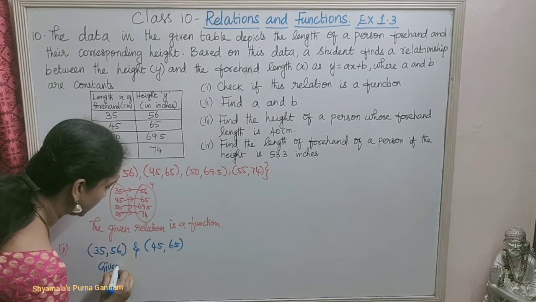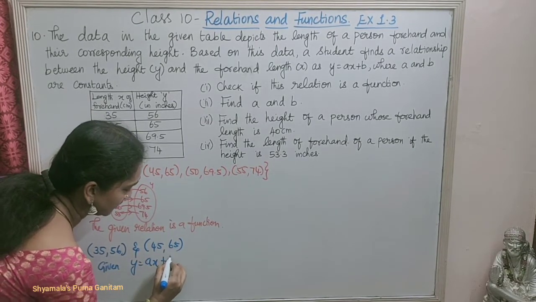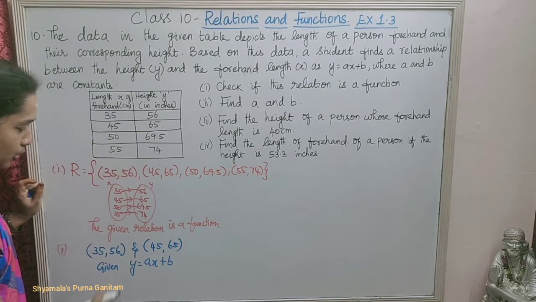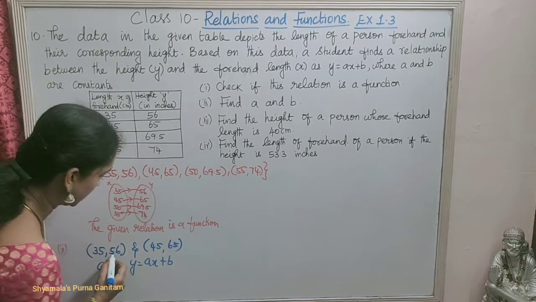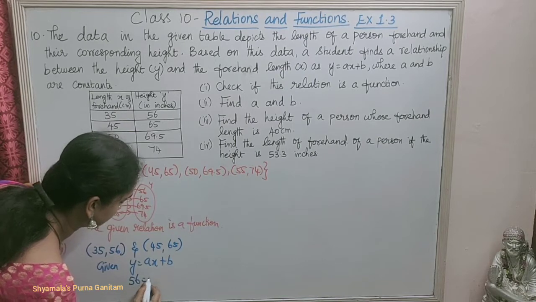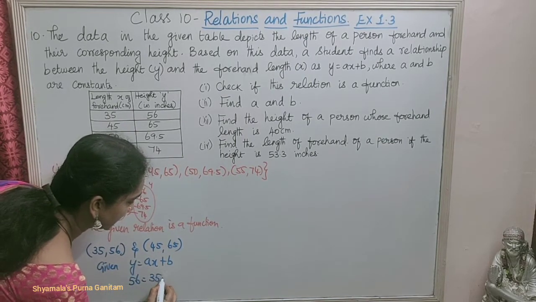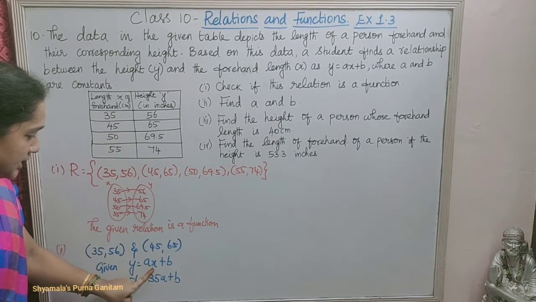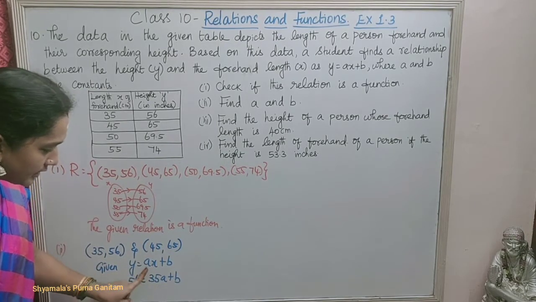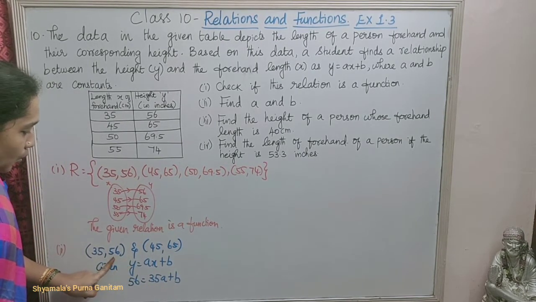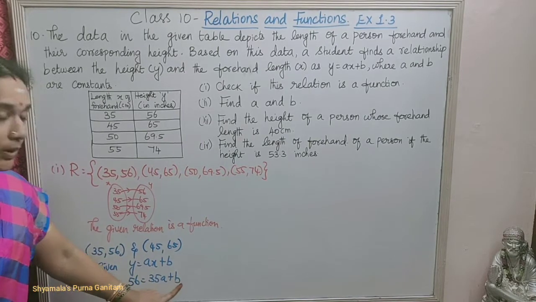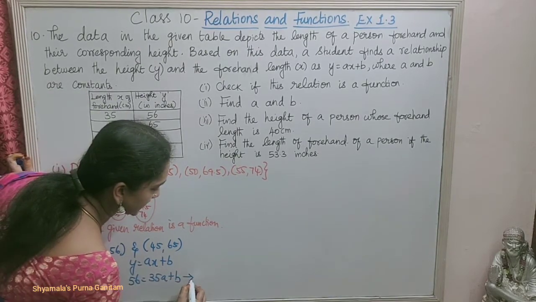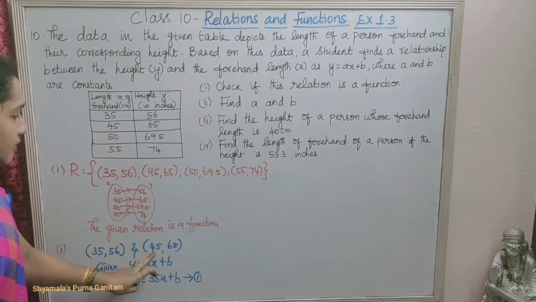So it is given that y is equal to ax plus b. We know that the first element belongs to x value and the second element is y value. So we can write this as 56 is equal to 35a plus b. Okay, y is equal to ax plus b. So x value is 35, that we are substituting, so we will get 35a, and y value we are substituting 56. So we got an equation with the variables a and b. So we will take this as the first equation. The same thing we will do with the other set.